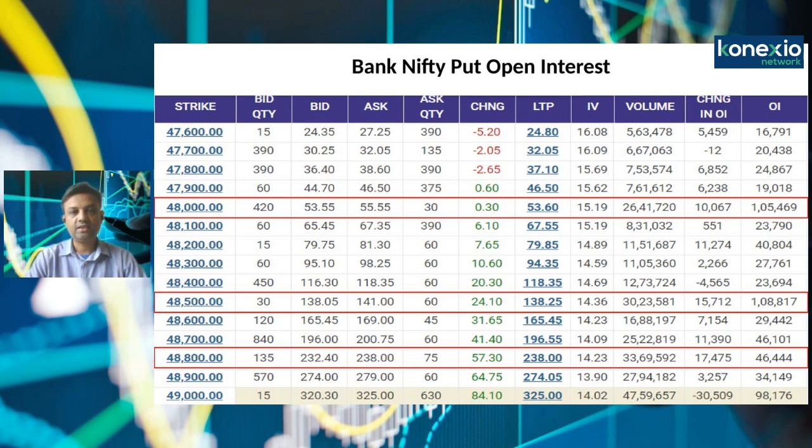So now, friends, let us discuss the Bank Nifty put data. In Bank Nifty puts, you can see the action was seen in 48,800 puts, 48,500 puts, and 48,000 puts. Here you can see the option premiums were slightly positive. Implied volatility is slightly higher, between 14.23 and 15.19. At some strike prices there has been a rise in the volumes, and at some strike prices there is a rise in the open interest. So the data seems to be slightly mixed at this juncture.